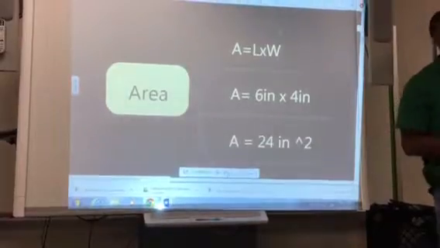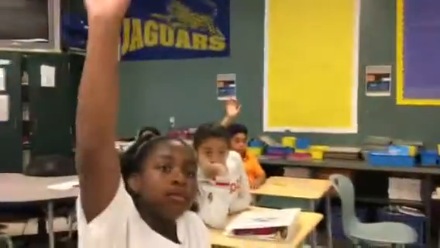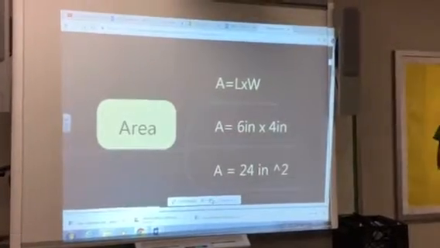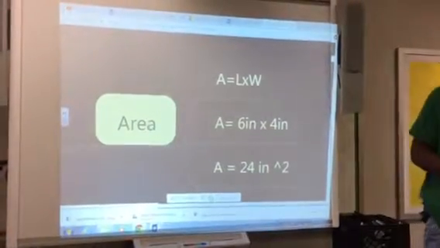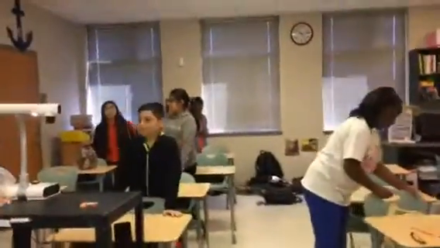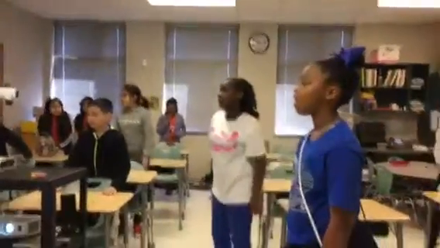Could someone please raise your hand and tell us, why is it to the second power? Why is area to the second power? Yes, Jaden. Because it's length and width. Very good job. It has 2 dimensions, length and width. Therefore, it's to the second power. All right, go ahead and push your chairs in. Music starts, you start, music stops, you high five.